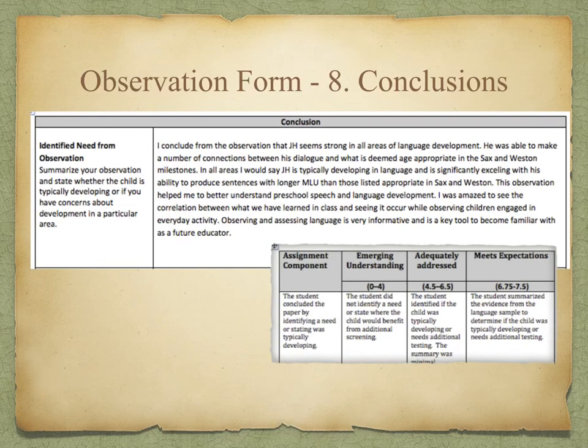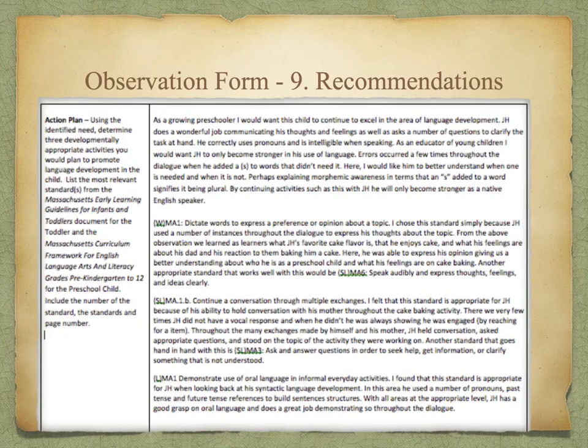Now that you've analyzed a child's speech and language, you're ready to form some conclusions. In this area, I am looking to see that you summarize the evidence from the language sample and that you could determine if the child was typically developing or may benefit from additional evaluation. You've analyzed and made a conclusion about the child's speech and language. Now you're ready to provide some recommendations for teaching and learning. Here you will use the Massachusetts Curriculum Framework for English Language Arts and Literacy, grades pre-kindergarten to 12 for the preschool child, and the Massachusetts Early Learning Guidelines for Infants and Toddlers for the toddler.